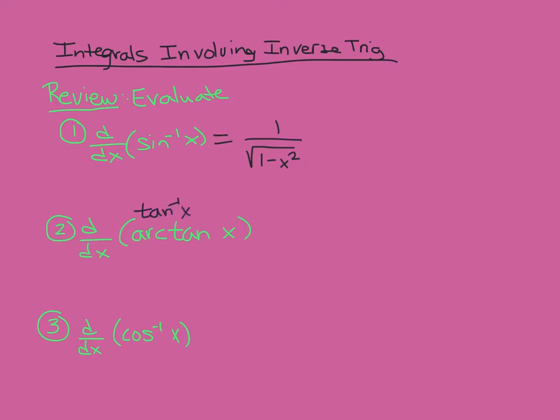There's a chance that you will see it both ways, so I'm going to give you examples where we see both ways. That's going to be 1 plus x squared. And then the derivative of inverse cosine of x is negative 1 over the square root of 1 minus x squared. I do want you to notice that 1 and 3 are almost the same thing, just different by a sign. That's really going to help us because that means we have one less thing to memorize when we talk about integrals.